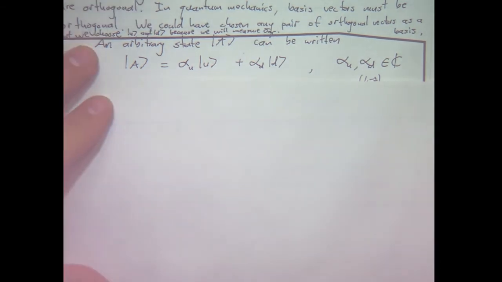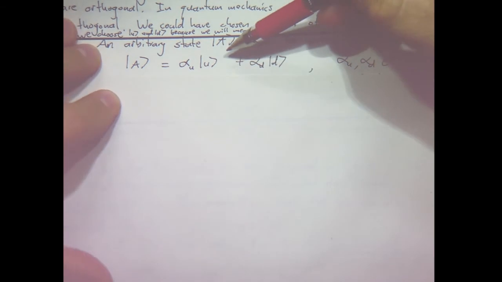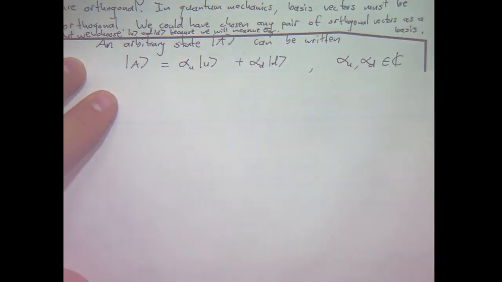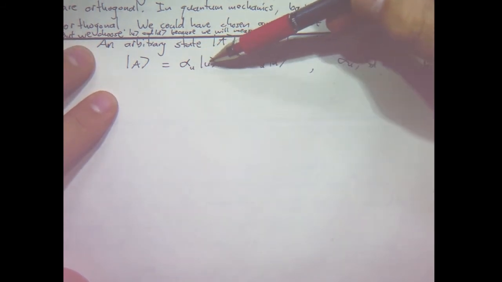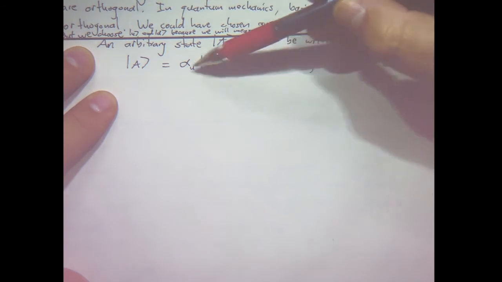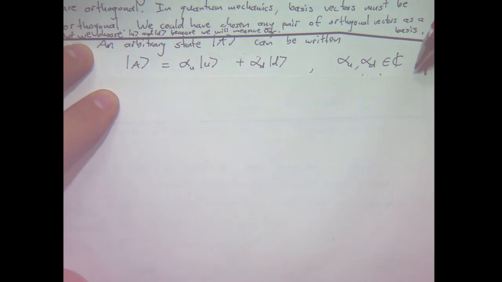So when you prepare the state ready to be measured along the plus z axis, the state is in a superposition of up and down with these coefficients like that. In general, we'll just leave it as general as possible, so let's make these possibly complex. We have no reason to believe that they're complex yet.